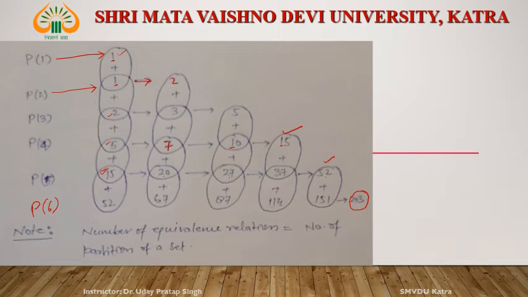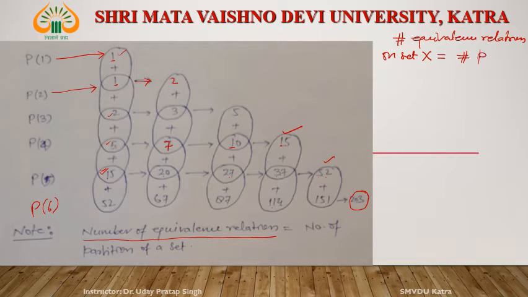Now, one note: what is the relation between partition and equivalence relation? The number of equivalence relations on a set X is equal to the number of partitions of the set X, right?